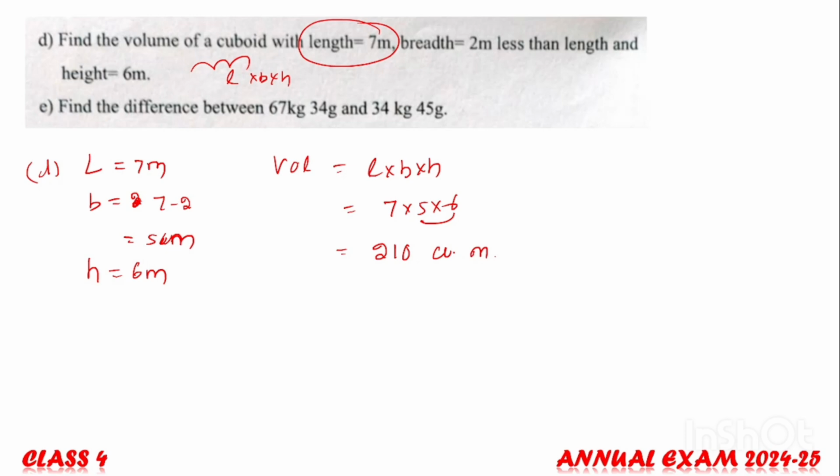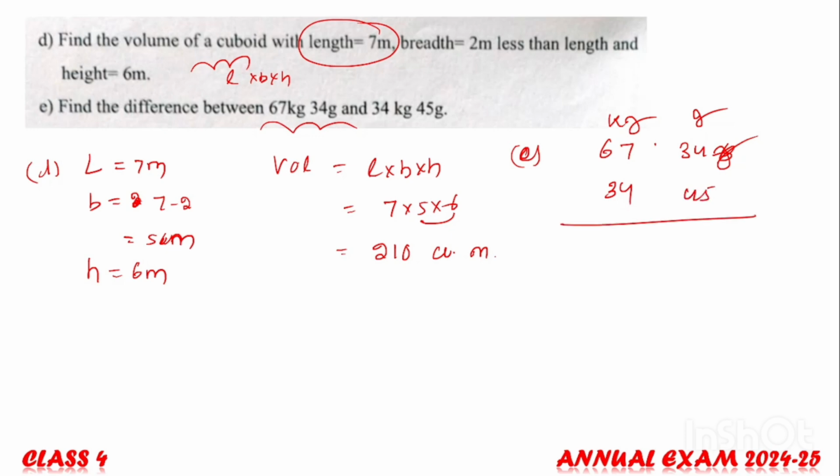Now next E number. Find the difference between. Difference means first we write down 7 kg and 34 gram. Now 34 kg 45 gram. Now subtract. So we know the gram is in 3 digits. Here is 2 digit. So we put 0. Yes or no? Now solve.